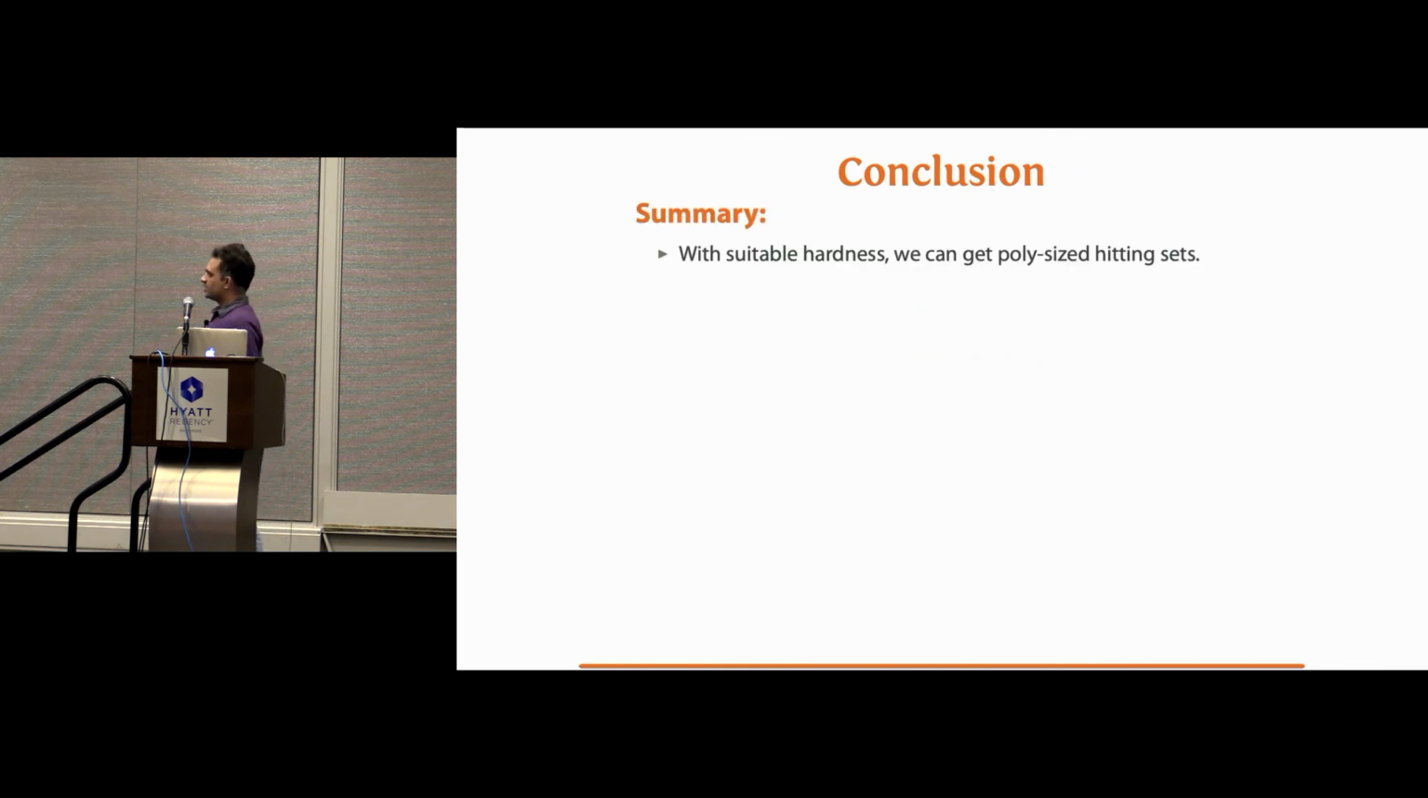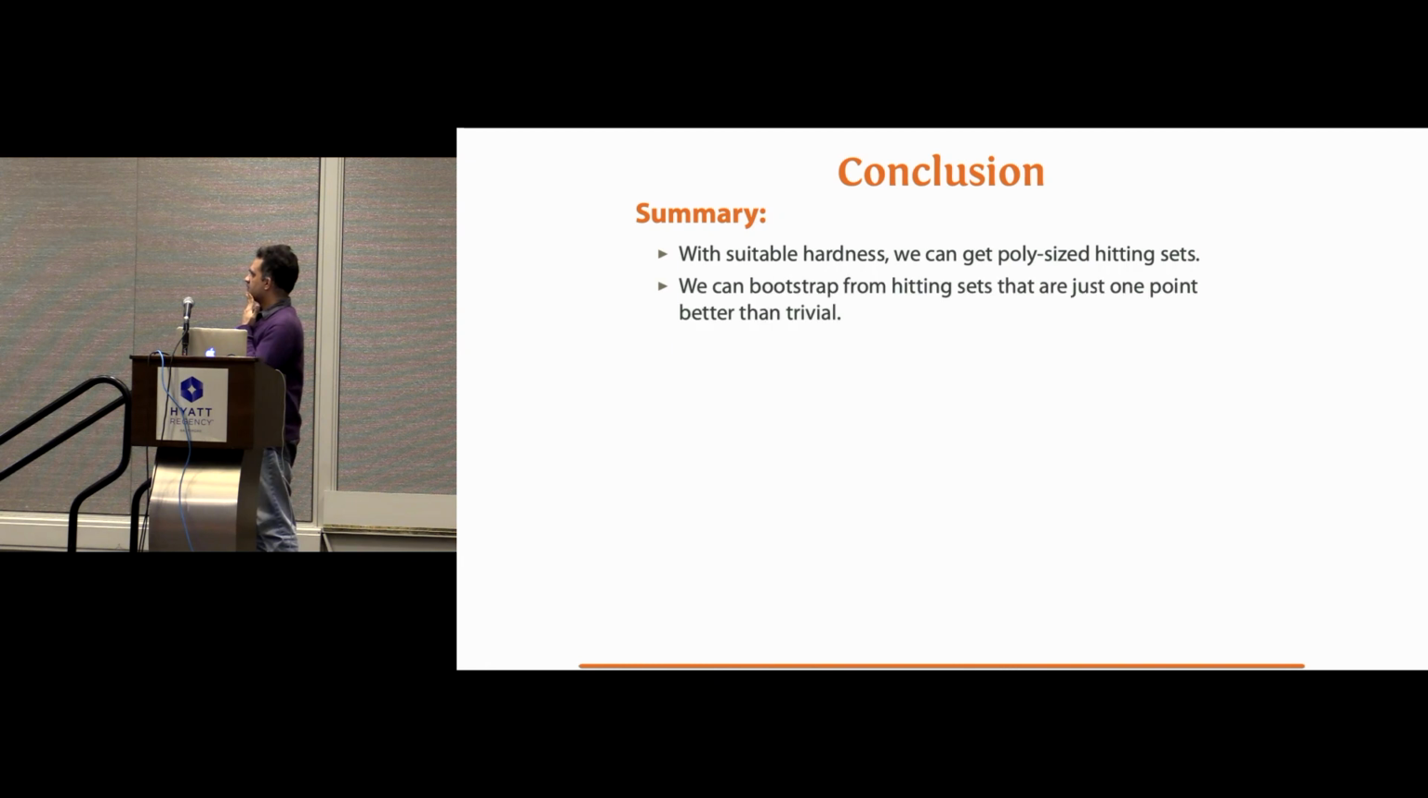Basically we showed that with the right sort of hardness assumption, you can get complete derandomization of polynomial identity testing. And this also helps us bootstrap a ridiculous improvement on PIT by just saving 1 point, and that seems to be sufficient to bootstrap to the general setting.